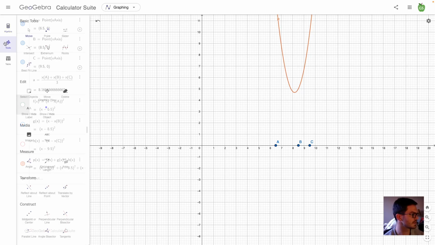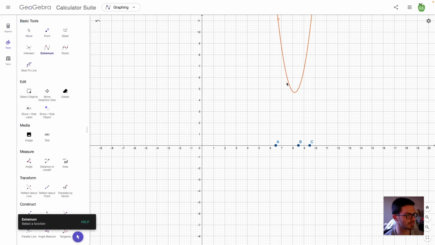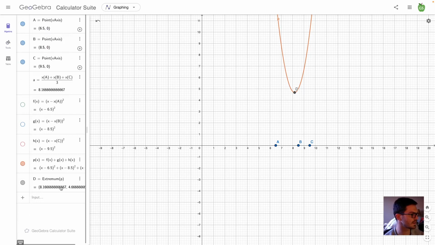Let's use GeoGebra to find this extremum here. Boom, D. Let's look at D. What do you know? 8.1666. That's exactly the mean that we found. A fun side note is that when you have a sum of squared errors, the minimum point is always going to be at the mean of those values.